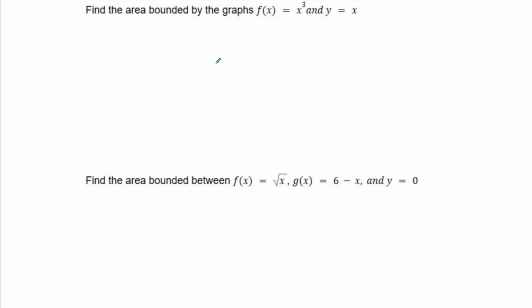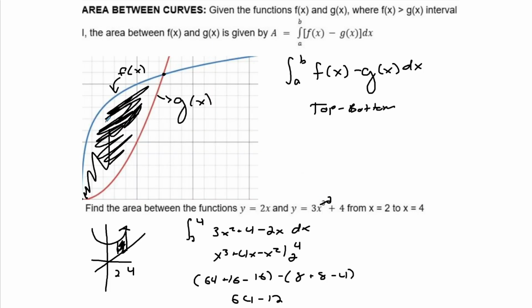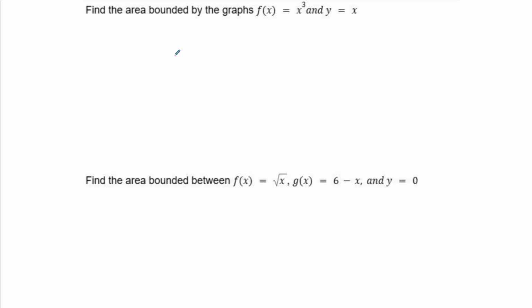So now we want to find the area bounded by graphs. Okay, so this is what I was talking about earlier, where we're going to have to find the actual interval where these two are contained. Okay, so here, let's draw x cubed and x, right? So if we draw this, this would look something like this. So our x cubed is going to look like this, and our x then is going to look like this.